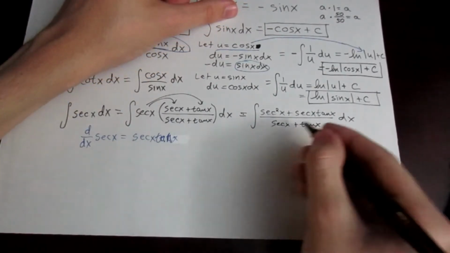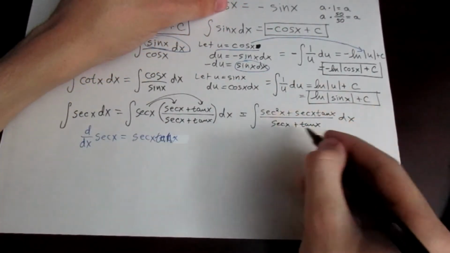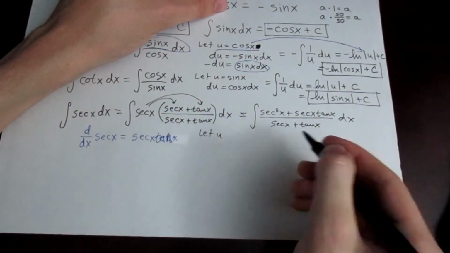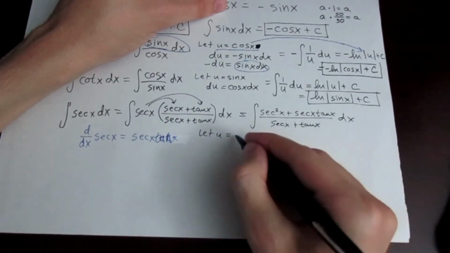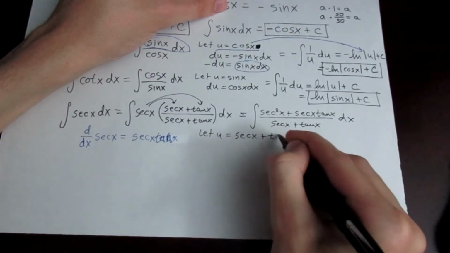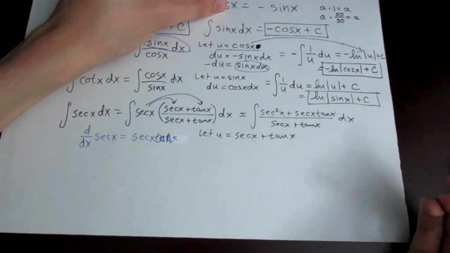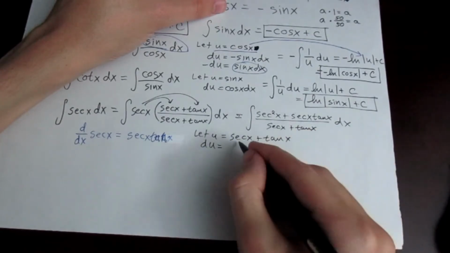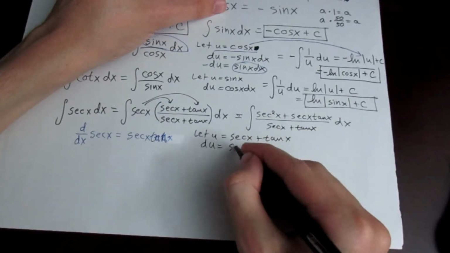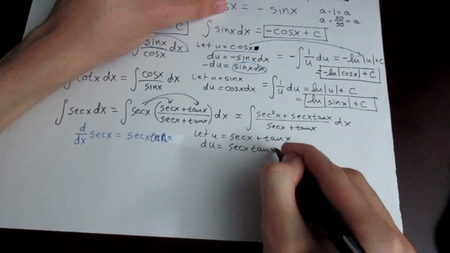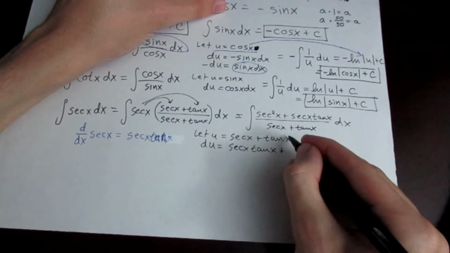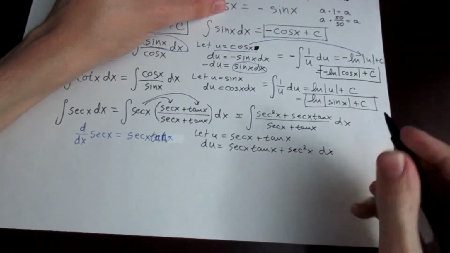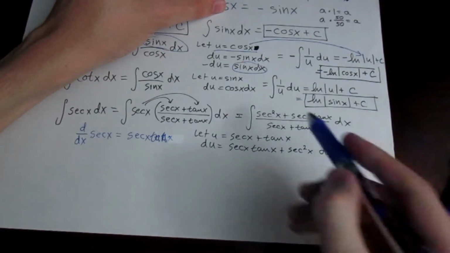So just like before, we're going to do U-Substitution. We're going to let u equal the denominator. And then when you take the derivative of that, du equals, well, the derivative of secant x is secant x tan x, plus the derivative of tangent x is secant squared x dx. And look at what we have here.